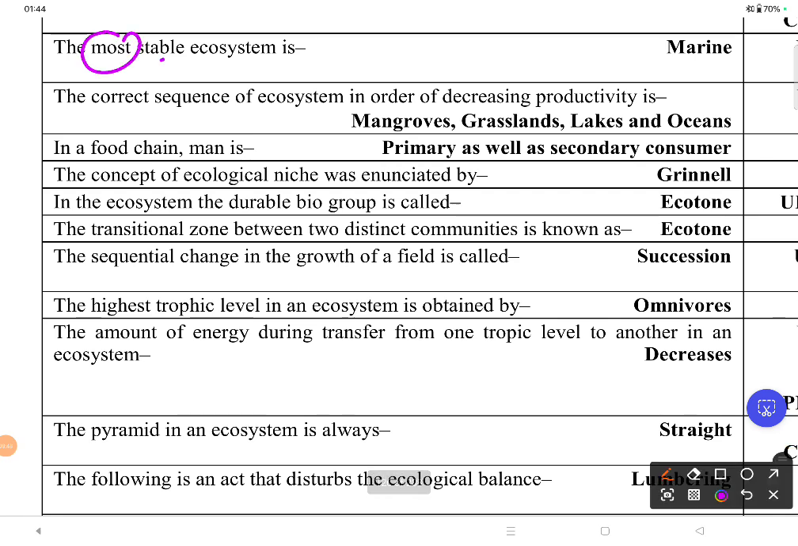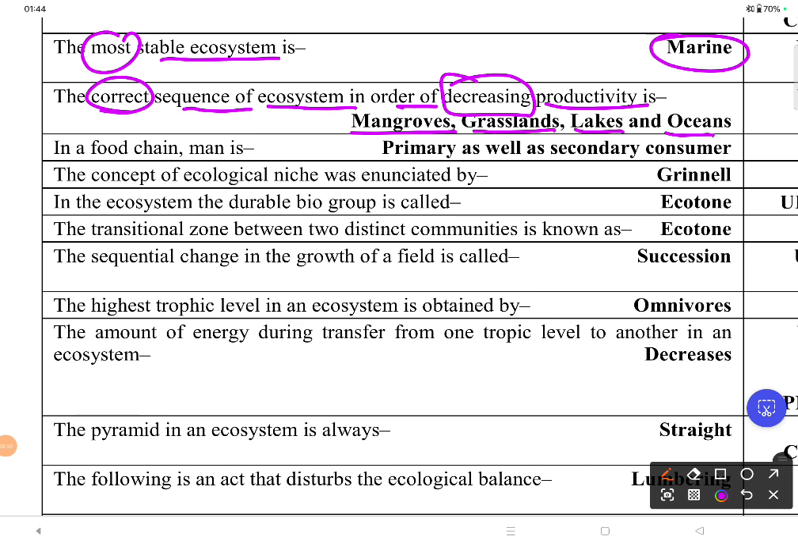The most stable ecosystem is marine. The correct sequence of ecosystems in order of decreasing productivity is mangrove, grasslands, lakes and oceans. In a food chain, man is a primary as well as secondary consumer. The concept of ecological niche was enunciated by Grinnell.